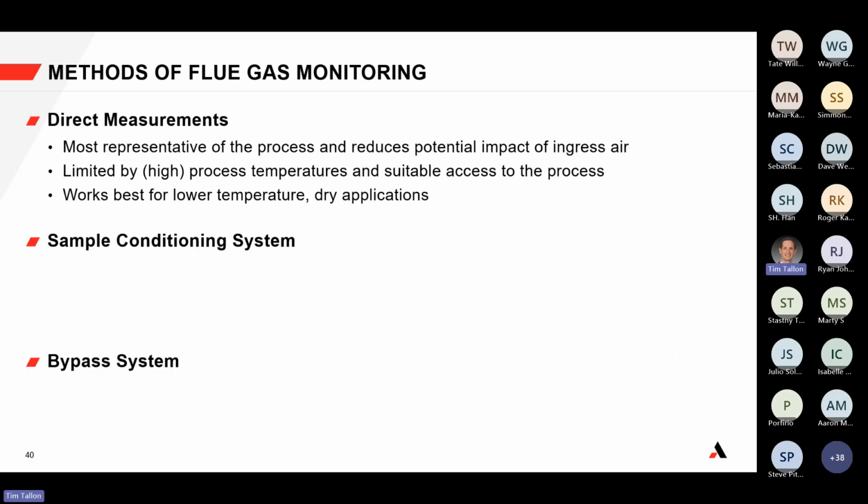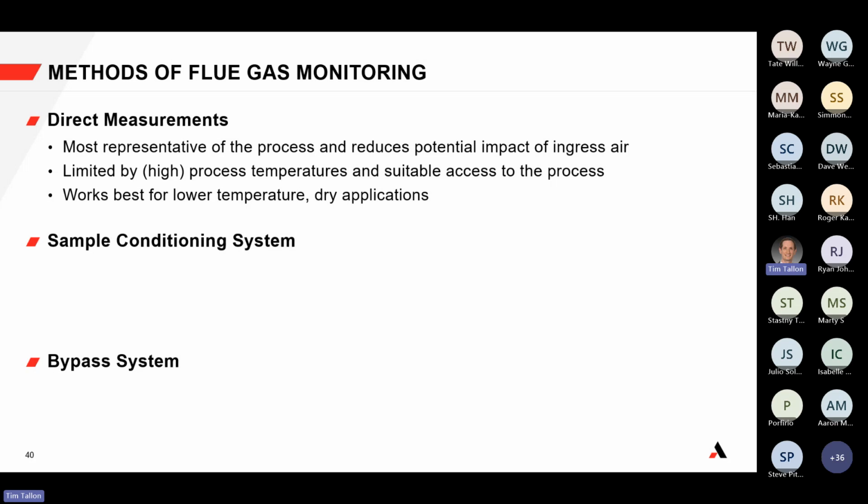So when you think about direct measurements, they are certainly the most representative of the process because they reduce the potential for any pretend air to leak into the process. However, they're also limited because you could have very high temperatures. So an in situ type will only work for certain high temperatures.